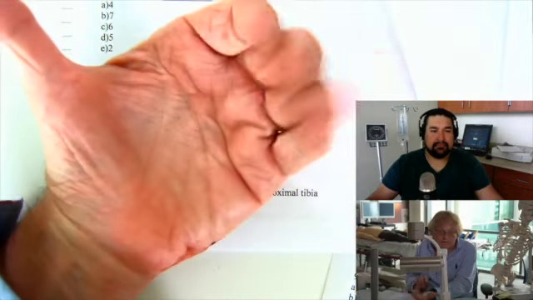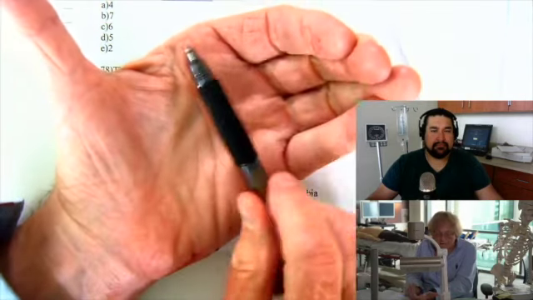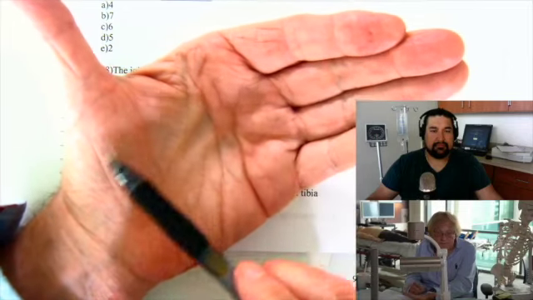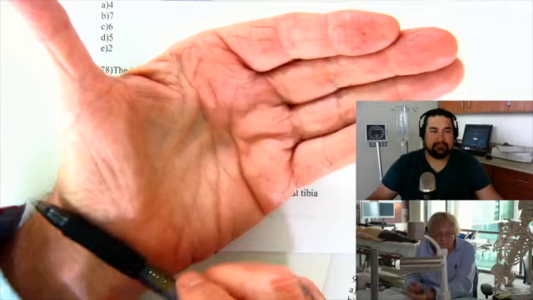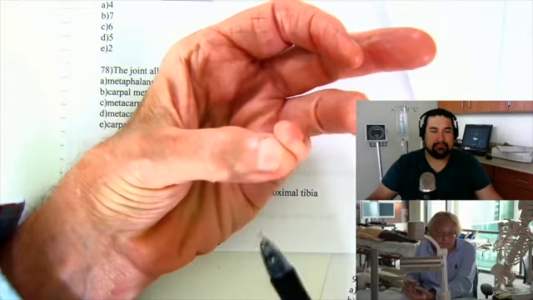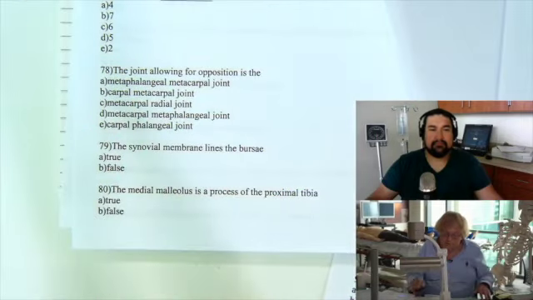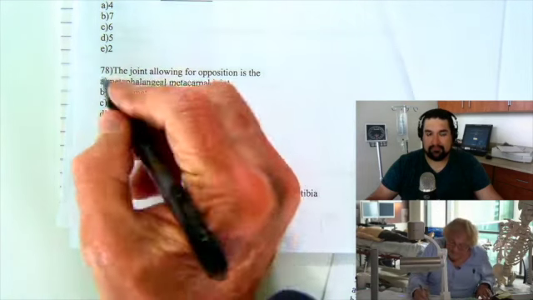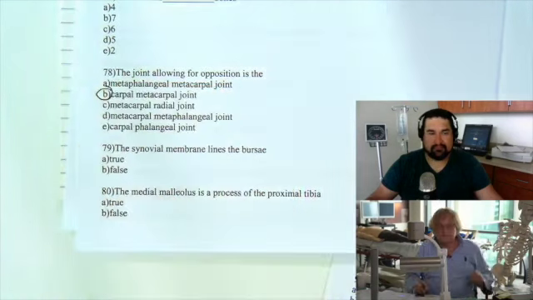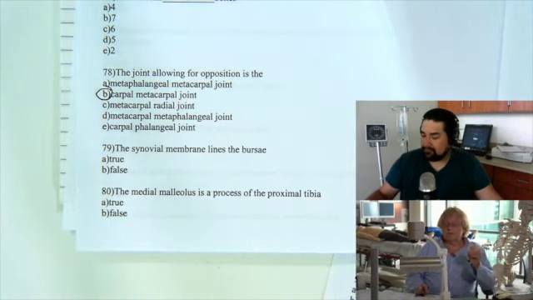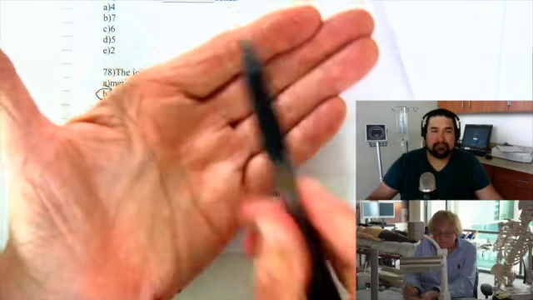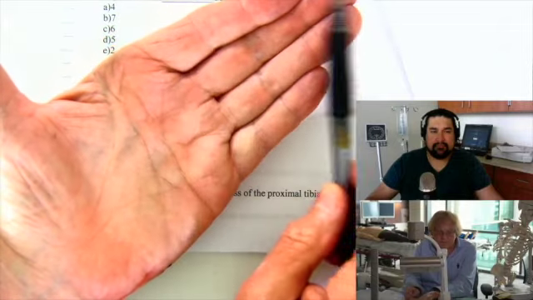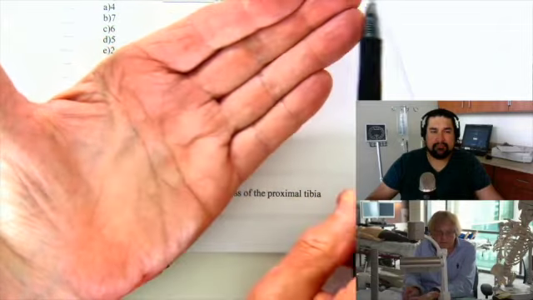When I do this with my fingers, those joints are right here. That's a metacarpal phalangeal, but this is a carpal metacarpal. So opposition is really a carpal metacarpal motion. So the joint that allows for opposition is a carpal metacarpal joint. That's really significant. So just remember, when you're moving your fingers, this is between my metacarpus and my phalanges, or a metacarpal phalangeal joint.